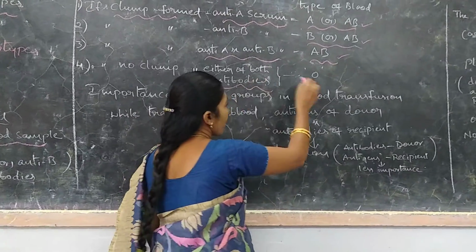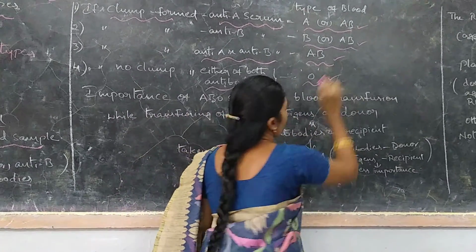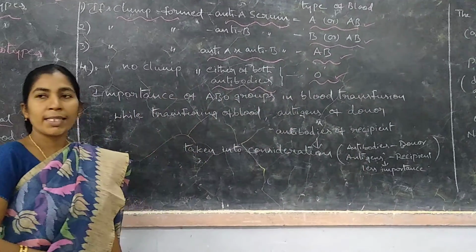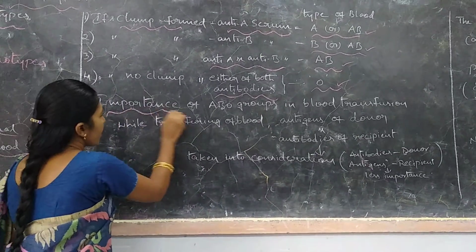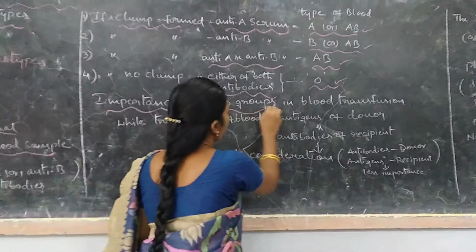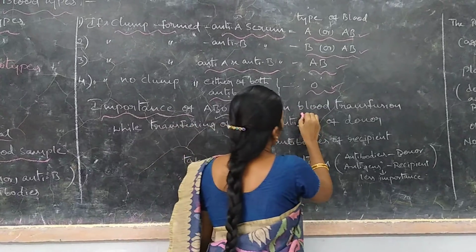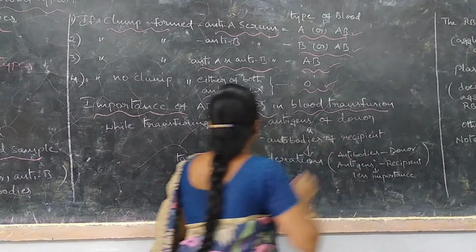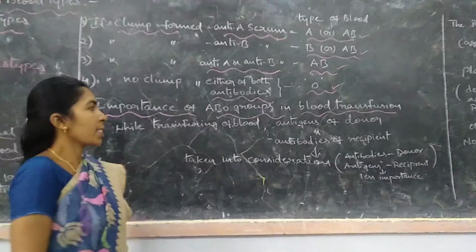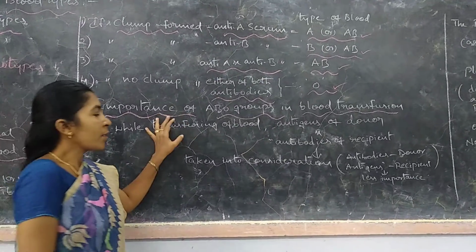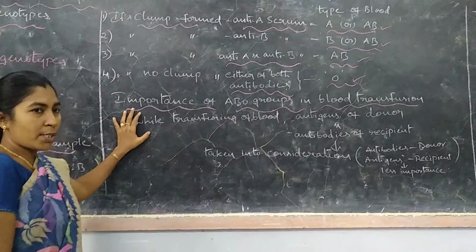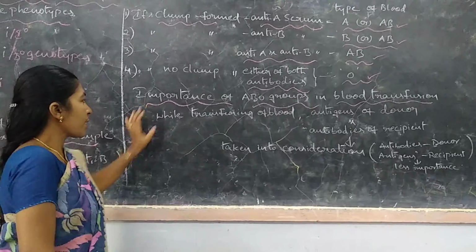If no clump is formed, that indicates O type of blood. Then, my dear students, the importance of ABO blood groups mainly is in blood transfusion. So during blood transfusion, we mainly consider the following.